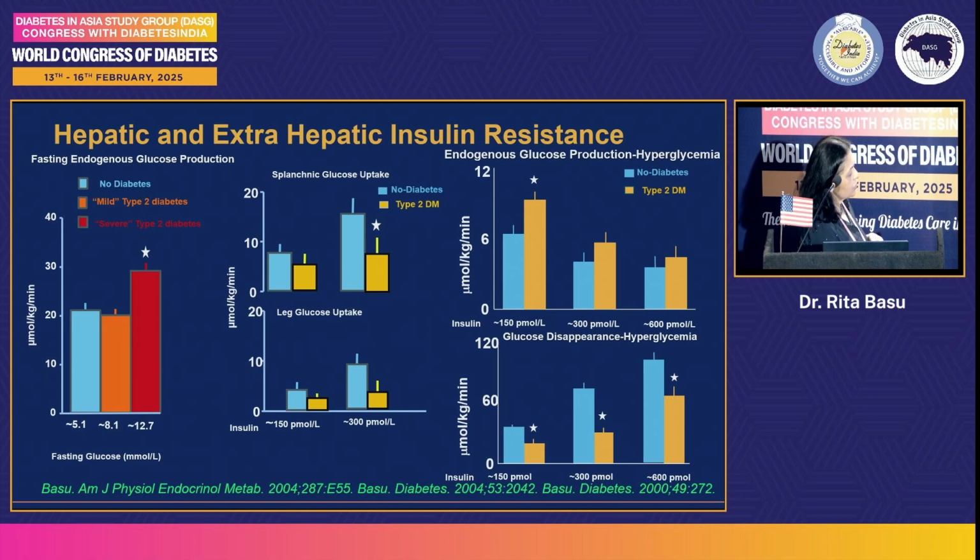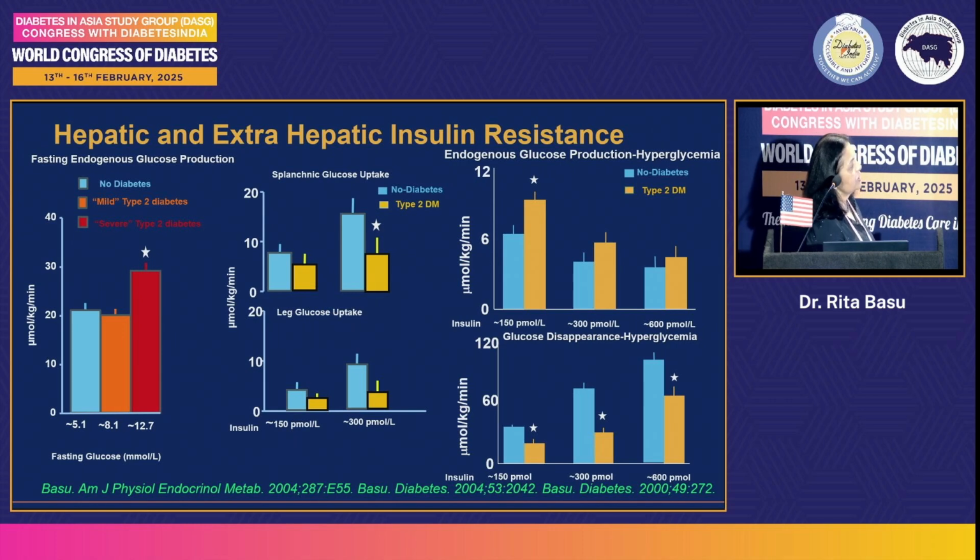So here are the blood sugars. Look how high the EGP is. It correlates to the blood sugars. This is a normal healthy person. This is someone with mild diabetes. This is severe type 2 diabetes. Then there were studies that Anand and I both did together. The studies are very complicated. I'm not going to tell you the details.